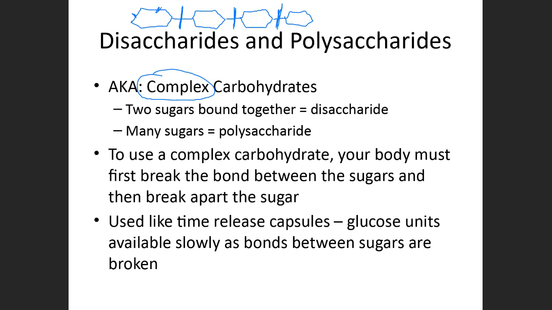So this is a slower way to get energy, and it's more like a time release capsule. First, your body's breaking apart all of those bonds in between the sugars, and then the others, so it lasts longer. So oatmeal is a more complex carbohydrate, right? If you eat oatmeal in the morning instead of Fruit Loops, it's going to give you energy throughout the day, for hours, instead of just a quick jolt that you crash from.